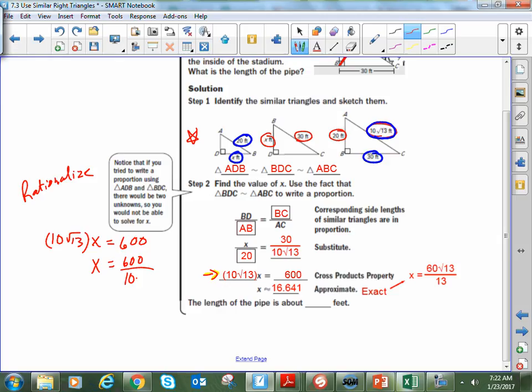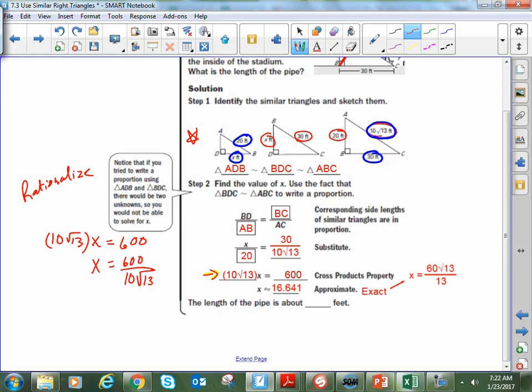And that was a bad 3 even for my handwriting. 13. One of these days I'll get it right. Radical 13, there we go.